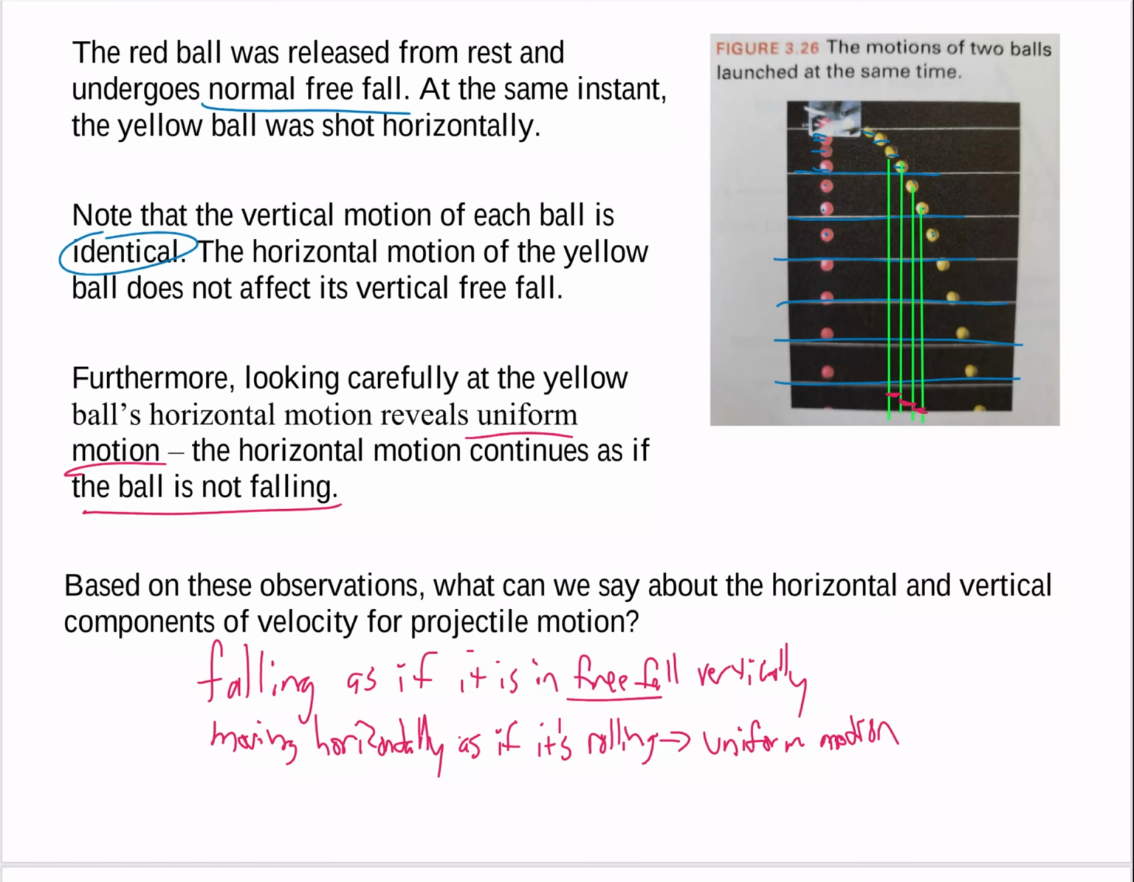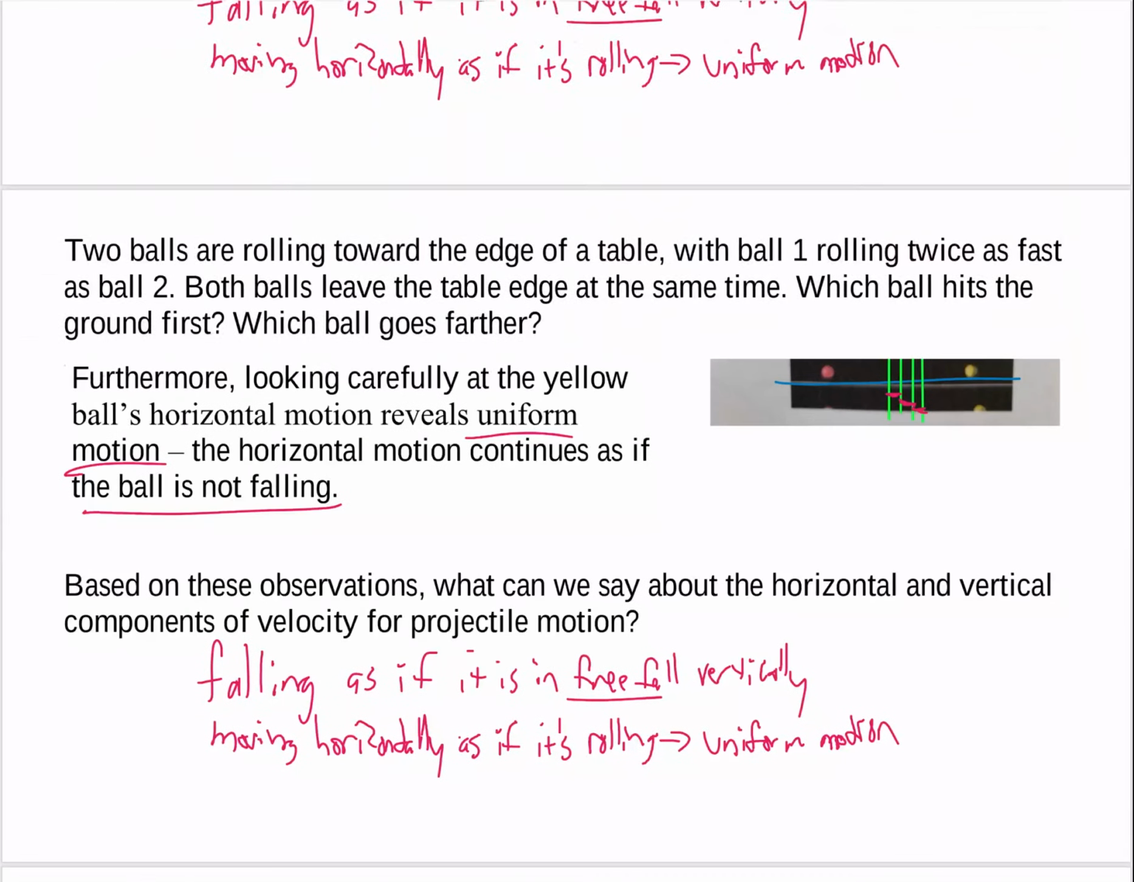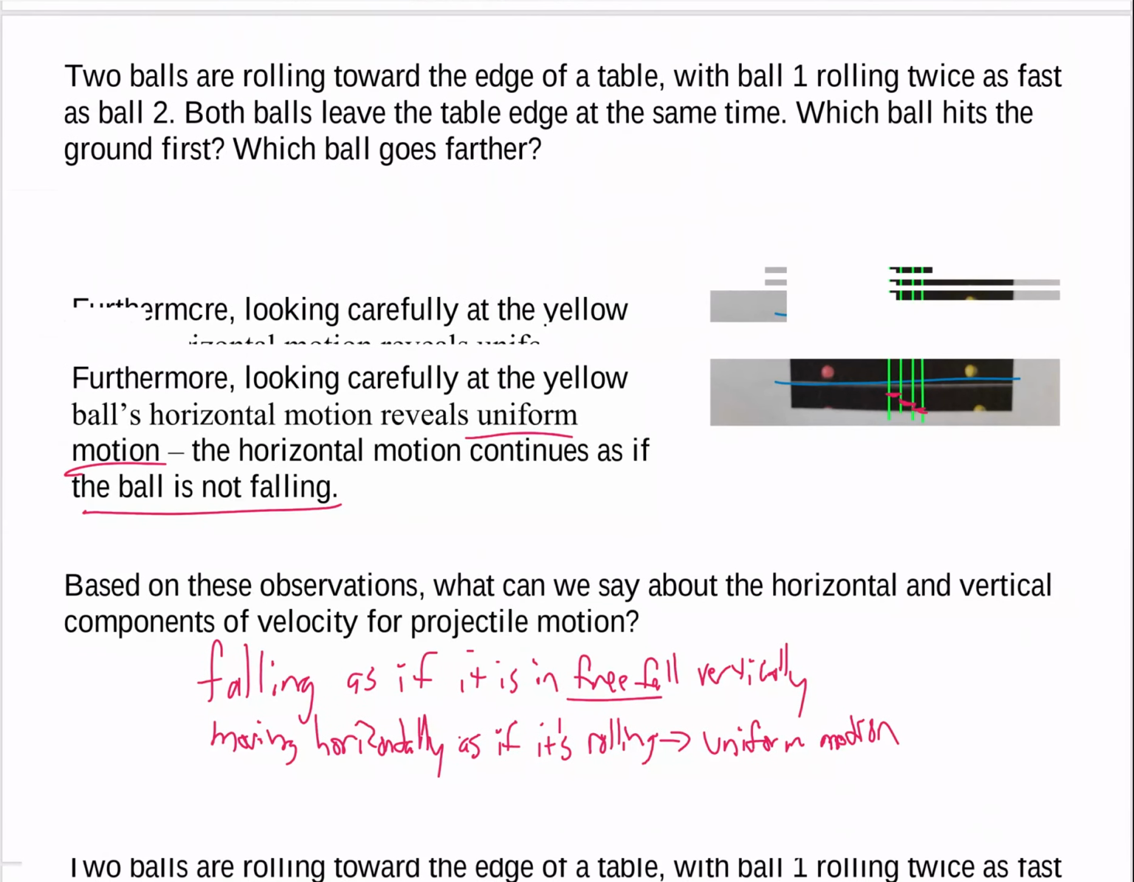So this is very important. We're going to analyze both parts of the motion. Horizontal motion is uniform motion, and vertical motion is free fall motion. We have to analyze both. So, two balls are rolling toward the edge of a table, with ball one rolling twice as fast as ball two. Both leave the table edge at the same time.